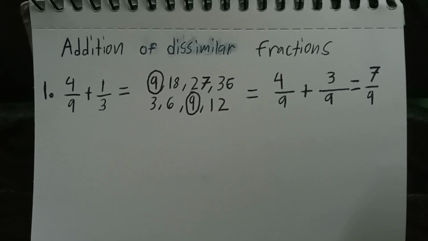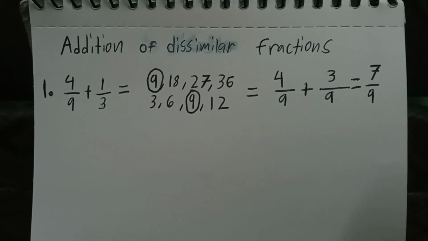So for our second step is to rewrite the denominators as number 9. And we have to multiply the numerators by how many times it took us to find the least common multiple. So for number 9, it took us only one time to find the least common multiple, which is number 9. So since it took us only one time, 1 times 4 equals 4. That will be our numerator still.